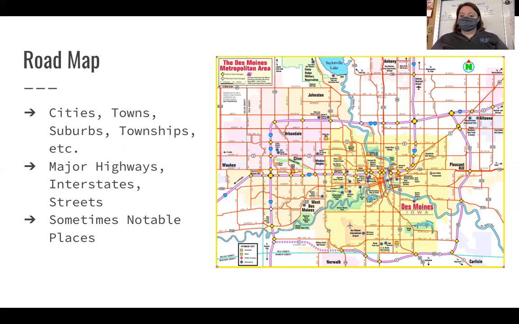A roadmap shows in depth a small area. So you can get a roadmap of Iowa or a roadmap of Nevada, and it shows smaller features of that singular state or that singular country. Things like major cities, towns, even suburbs, townships, et cetera.